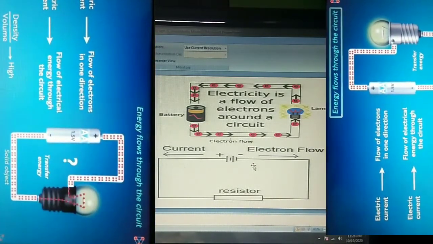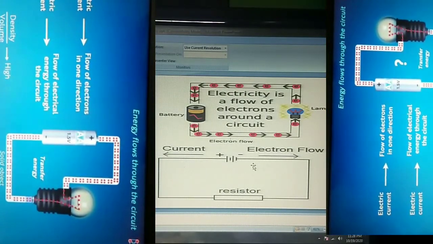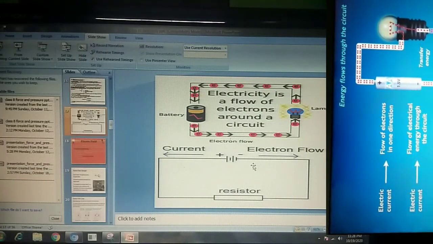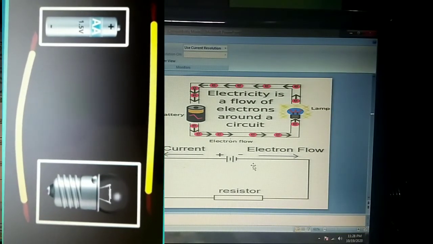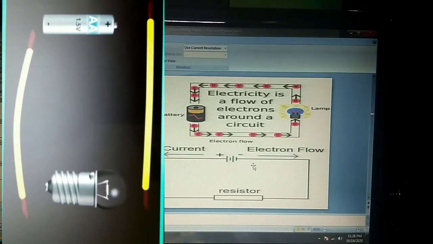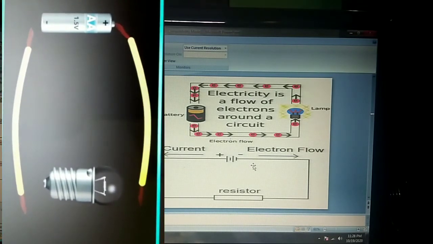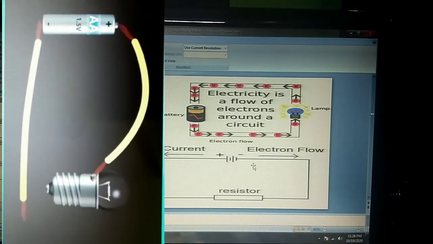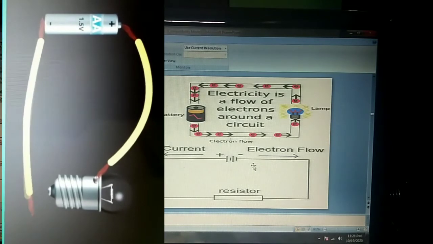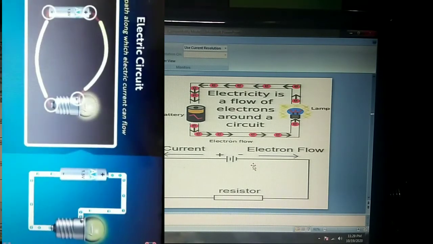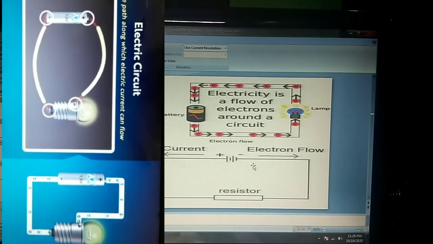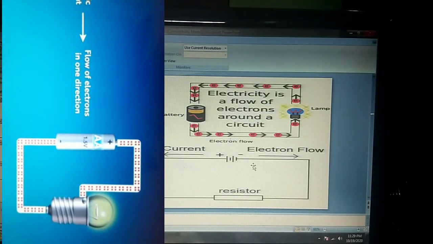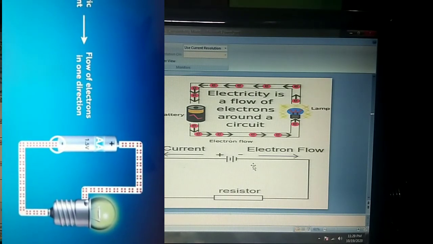Whenever you are connecting the conductor to the two ends of the source, the end of the wire which is connected to the positive end of the source is called the positive terminal, and the end of the wire which is connected to the negative end of the source is called the negative terminal, and these are connected to the bulb. When the circuit is closed, it is called a closed circuit. When the switch is open, it is called an open circuit.